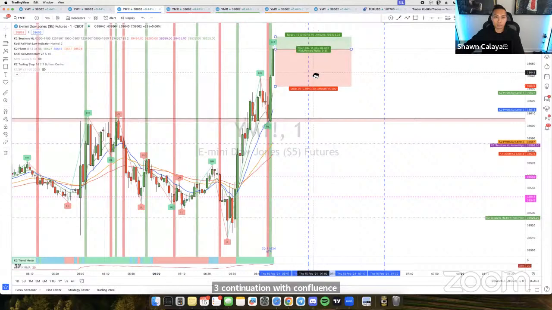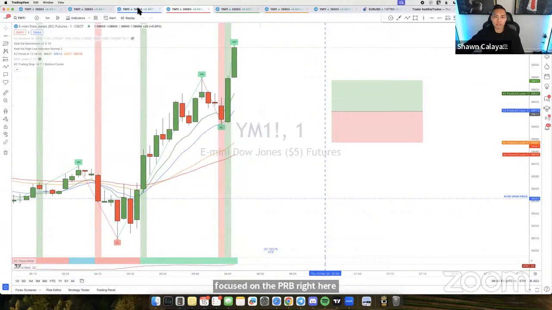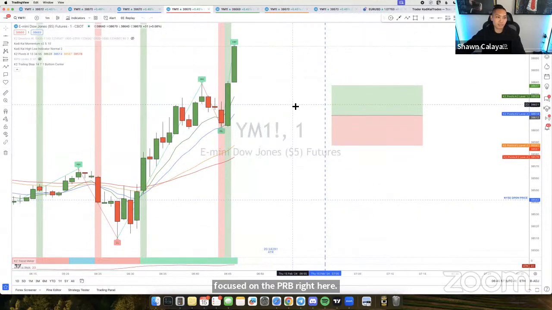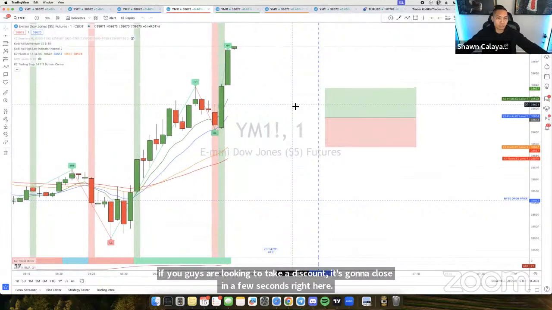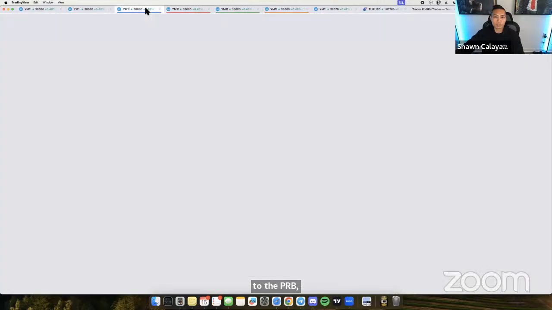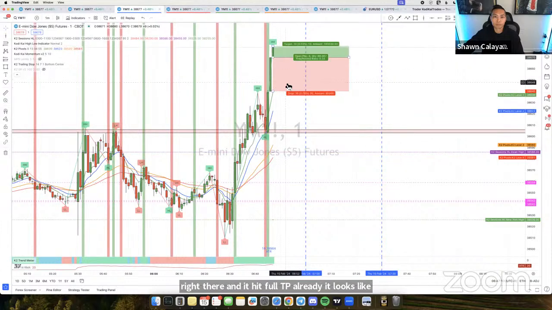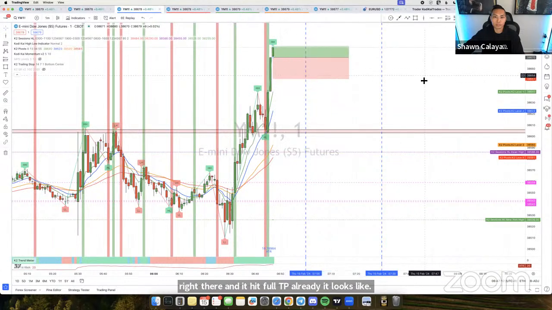I don't think I'm going to be able to take it because I'm focused on the PRB right here. But if you guys are looking to take it, this candle is going to close in a few seconds right here. I can't take it because I have my settings already set to the PRB, unfortunately. So I can't take this entry here for a breakout V3 continuation, but it is running right there and it hit full TP already, it looks like. Yeah, full TP right there.